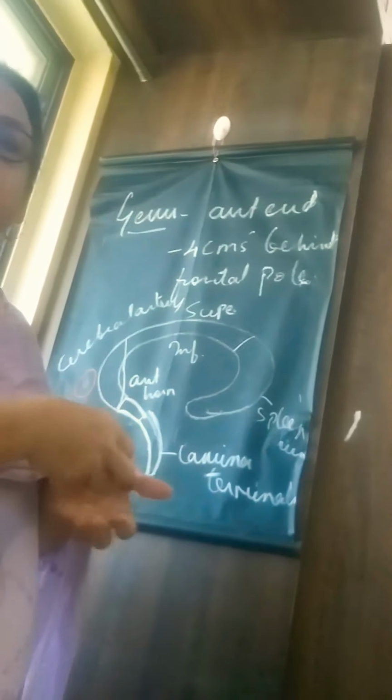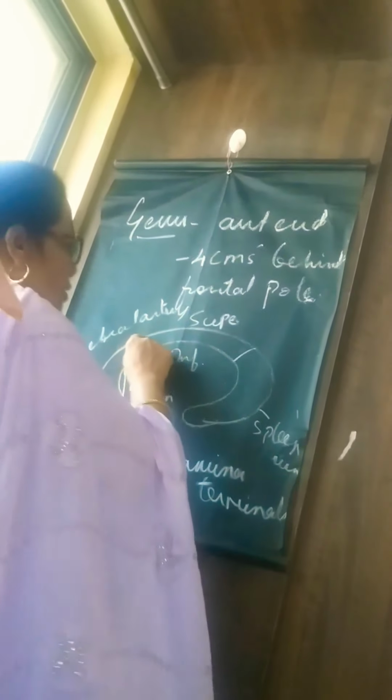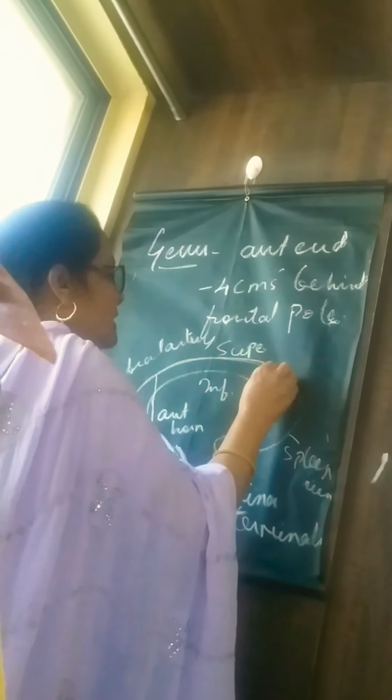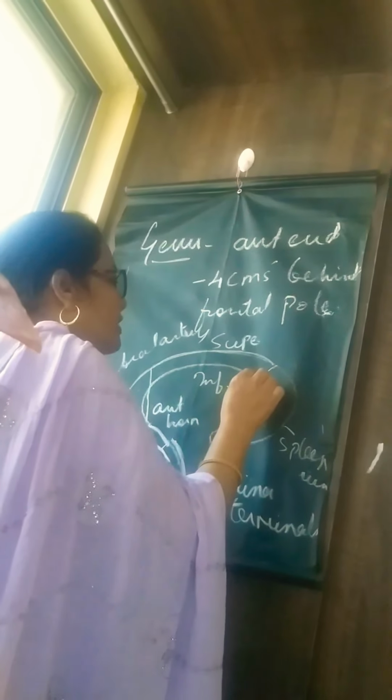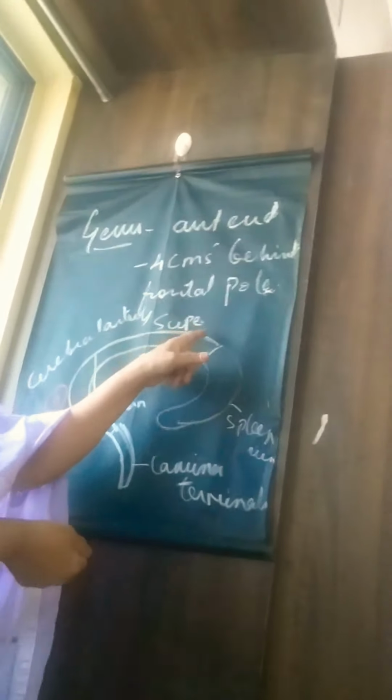The superior surface, if you see, is convex. The inferior surface is concave. The superior surface is convex.